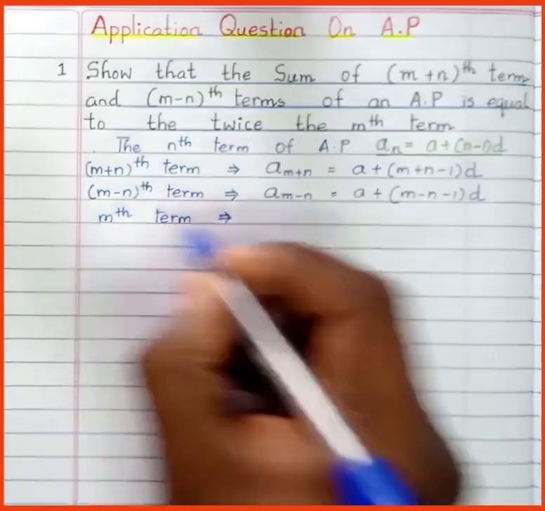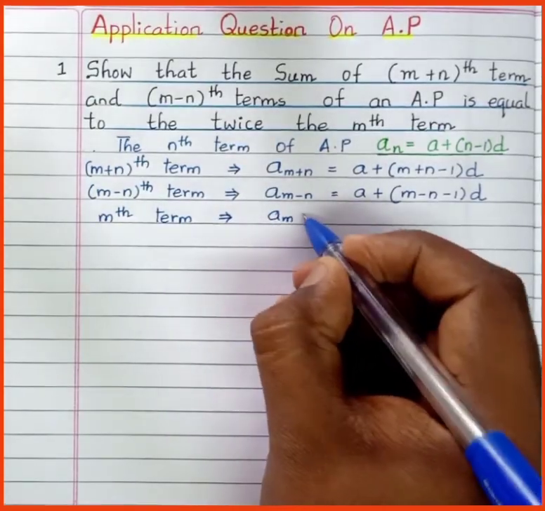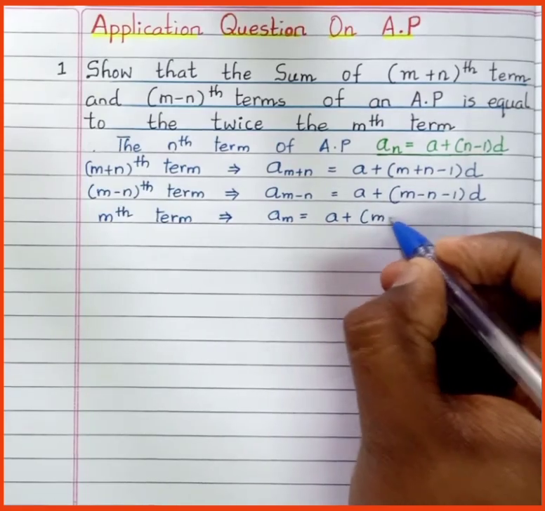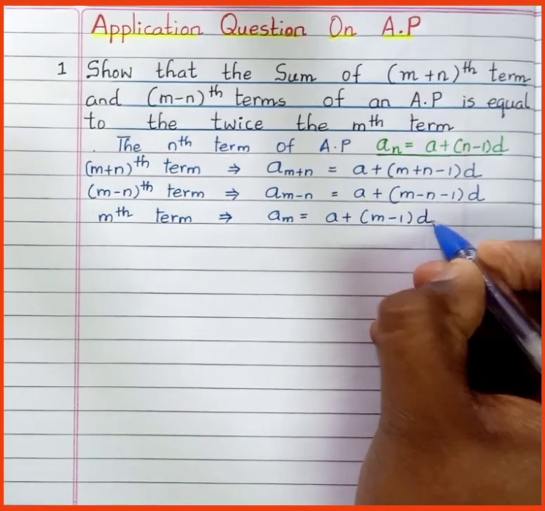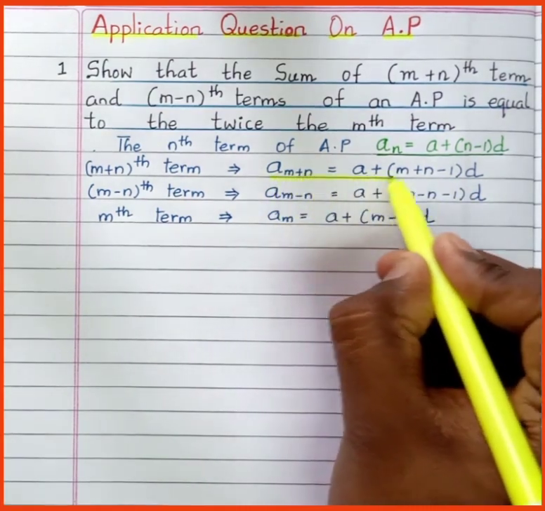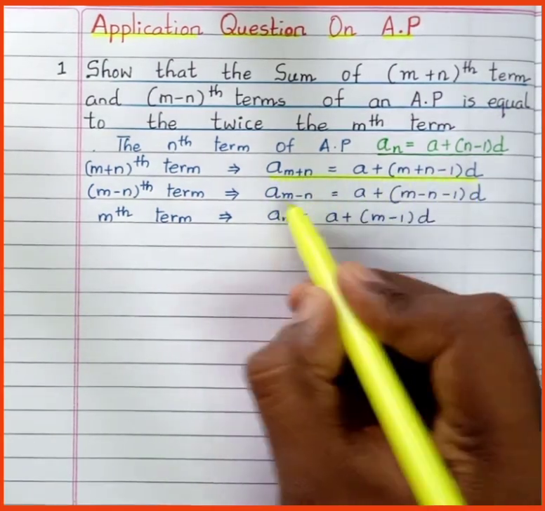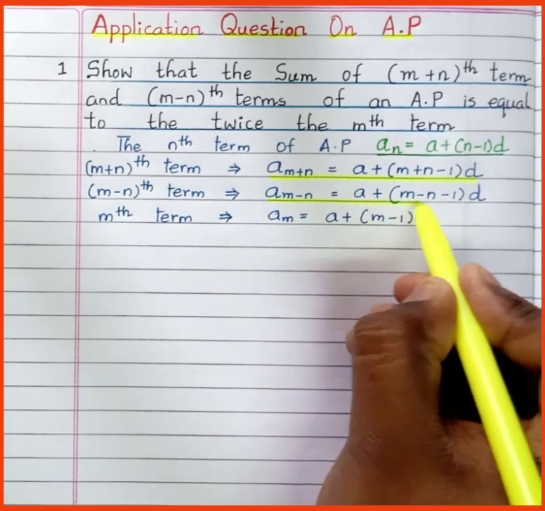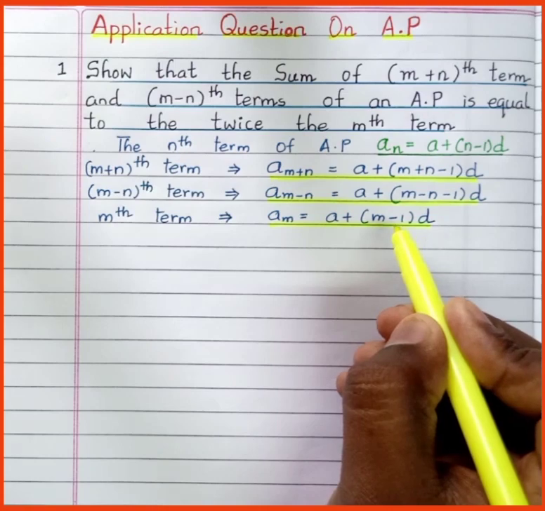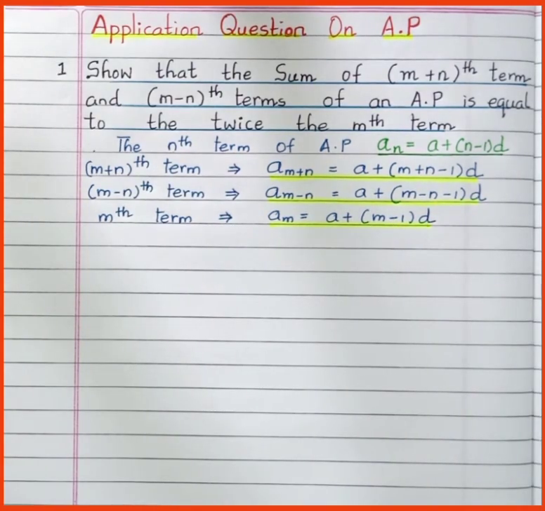Now, the mth term is given by am equals a plus m minus 1 times d. That is, just replace n by m. Now, we have written the m plus nth term, m minus nth term and mth term. Now, what is the given condition?